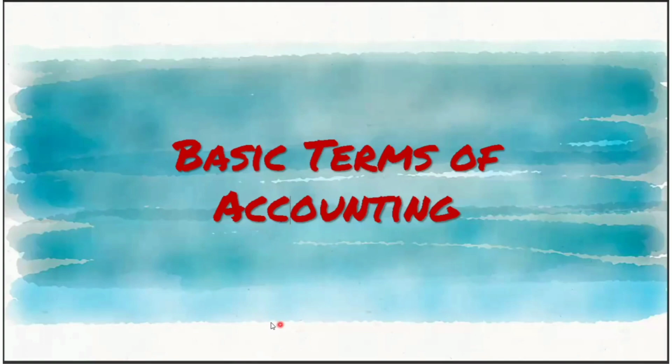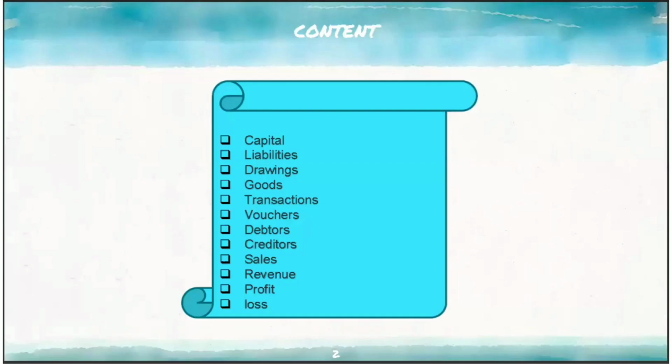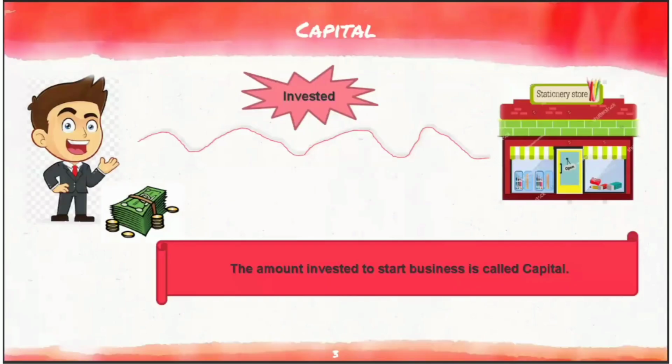In today's video, let's discuss the basic terms of accountancy. Okay, and in today's video, let's understand a few concepts of accountancy: capital, liabilities, drawings, goods, transactions, voucher, debtors, creditors, sales, revenue, profit, and loss. So let's begin with the first topic, capital.